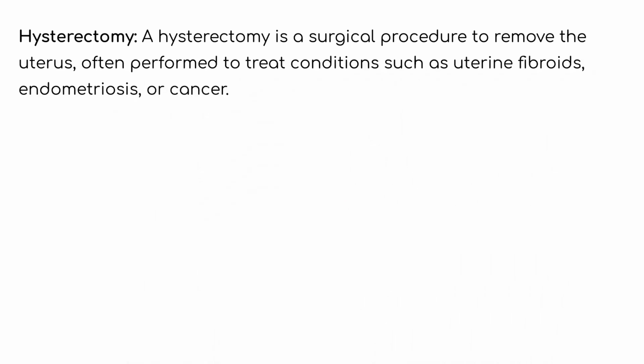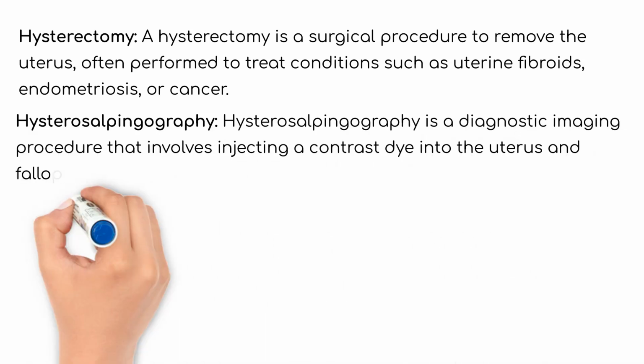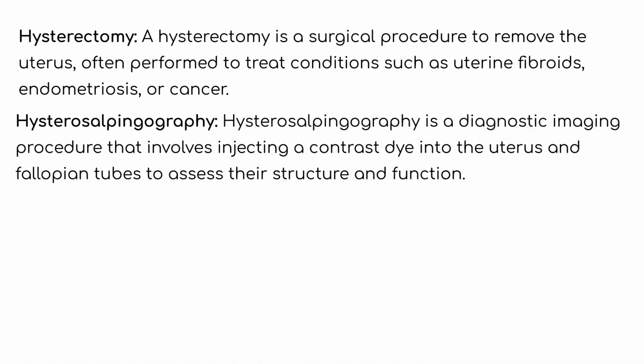Hysterectomy. A hysterectomy is a surgical procedure to remove the uterus, often performed to treat conditions like uterine fibroids, endometriosis, or cancer. Hysterosalpingography. Hysterosalpingography is a diagnostic imaging procedure that involves injecting a contrast dye into the uterus and fallopian tubes to assess their structure and function.